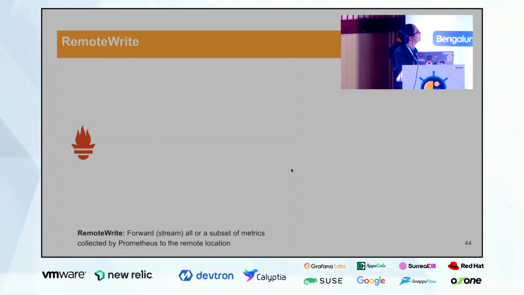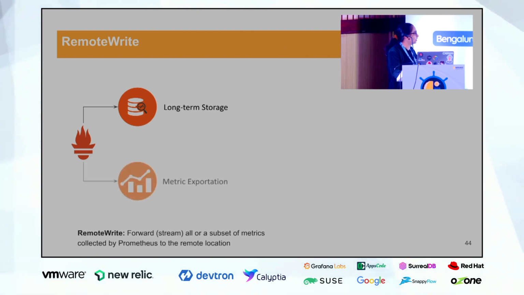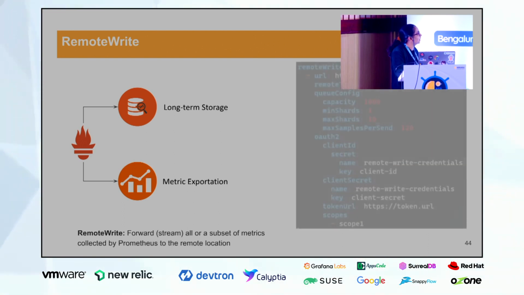And the next is RemoteWrite. RemoteWrite is to collect the stream of the metrics, and you can send it to the RemoteWrite endpoint. So it could be Thanos, Cortex, or anything which can accept the RemoteWrite data. We mostly use this for long-term storage or any metrics exploration, like doing some kind of analytics.